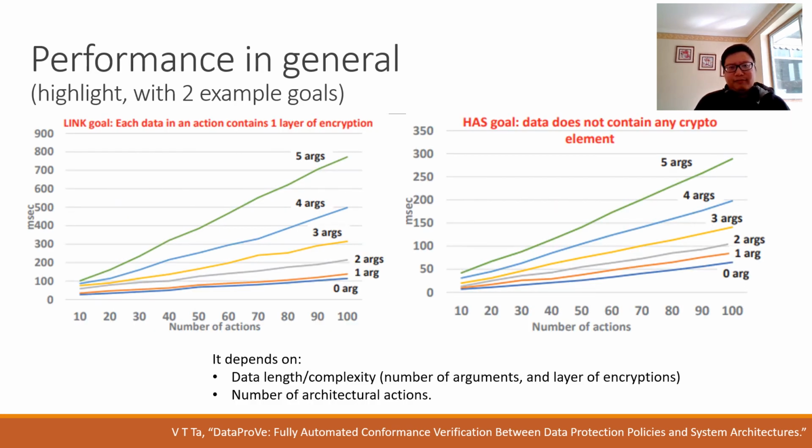In general, the performance of the tool is quite good, and it depends strongly on the data length or the number of arguments in the data. For instance, a document can contain several pieces of personal data as arguments. And it also depends on the number of architectural actions.